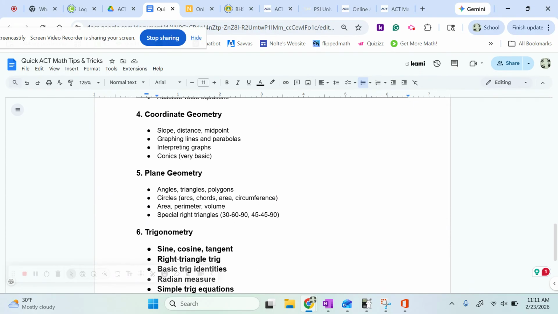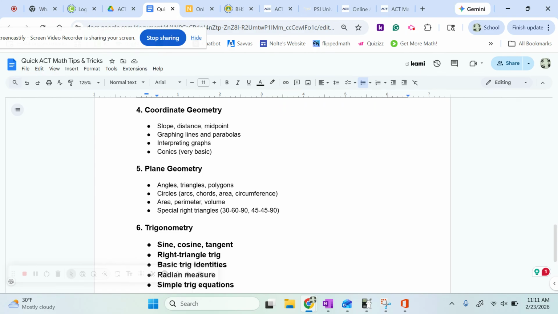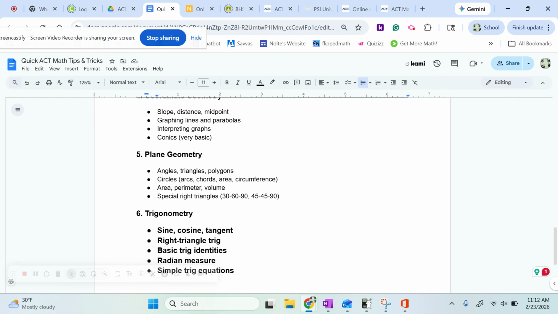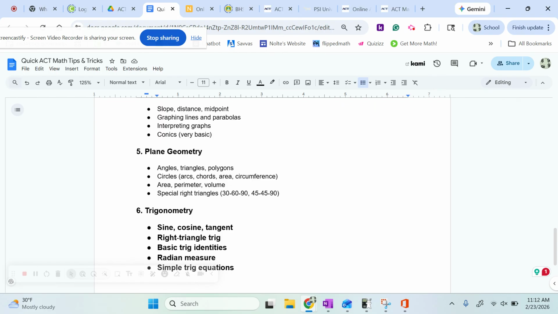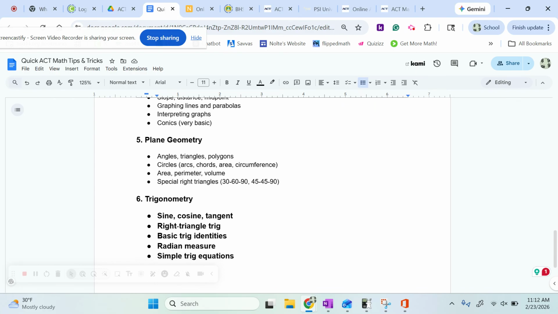Okay, the last section of geometry is more plane geometry, so shapes. Do you know how to find angles specifically within different shapes, so triangles and polygons, like squares and quadrilaterals? There's stuff with circles, chords, and arcs, so finding the area of a circle, finding the circumference of a circle. An arc is an arc length, the distance of just a little segment of the circle. Okay, there's also area, perimeter, and volume of those different shapes.